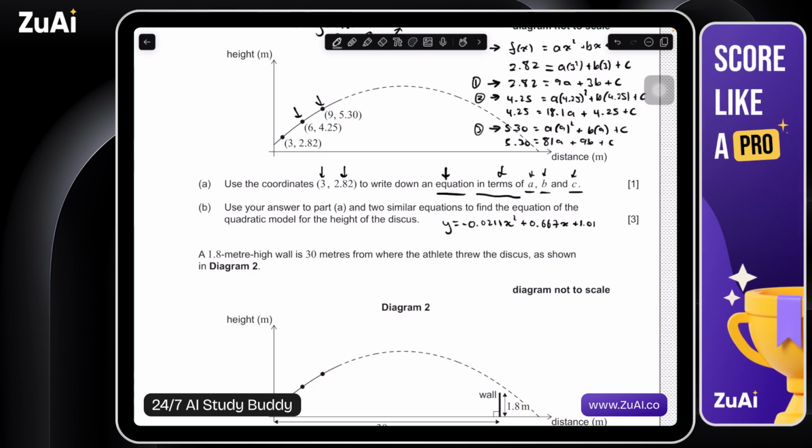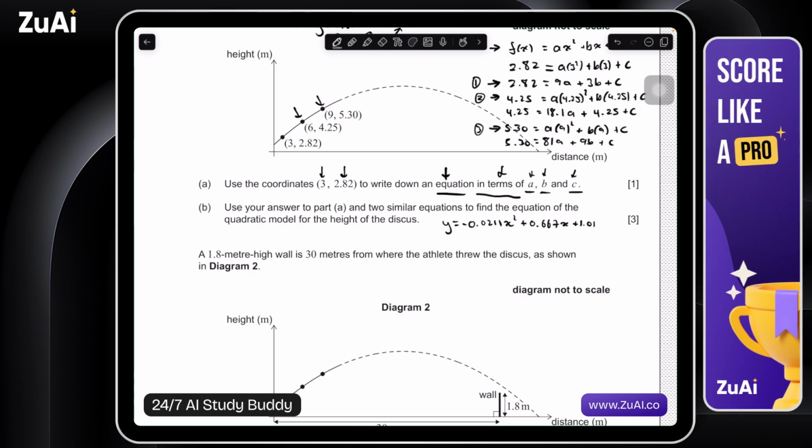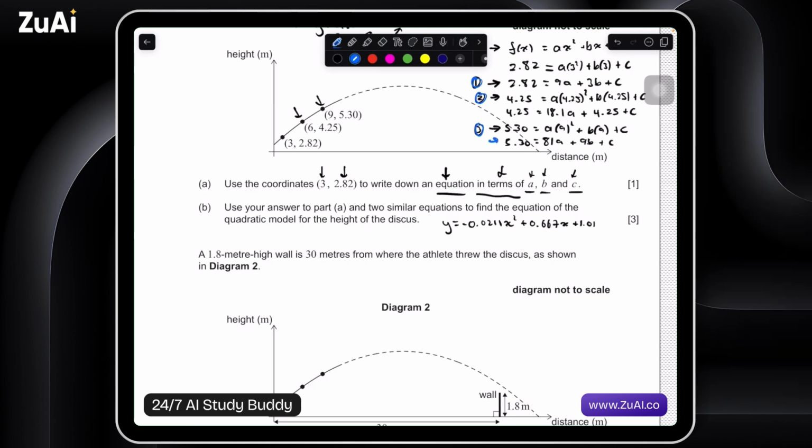Let's solve it how they would like to. Actually, use your answer in part A and 2 similar equations to find the equation of the quadratic model. So if we have these 2 equations, to be honest, looking at the document once again, if we've got this first equation, the second equation, third equation, that's all they're asking us to do. And then they're asking us to find the model. I think that is actually the most straightforward and easiest way to find the model. But I'll show you how they would like you to solve it in a sense.